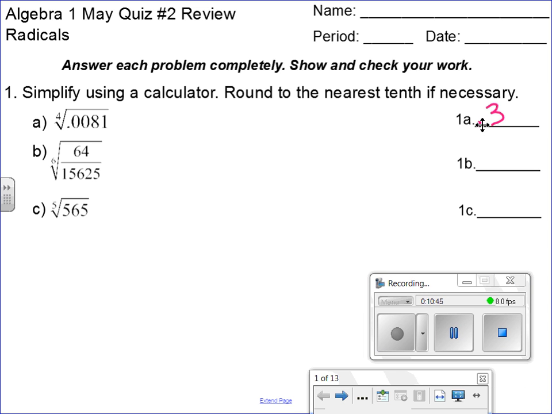In part B, a lot of you that are using the TI-30s are going to need parentheses around the 64 and the 15625. If you're using a TI-84, you don't need parentheses, but with the TI-30s and TI-34s, you do need parentheses, so it groups that stuff as a fraction. 0.4. And then the last one should be pretty straightforward if you know where your button is. If you cannot find your button, please see me or see a neighbor. On part C, it's 3.6 if you round it correctly.